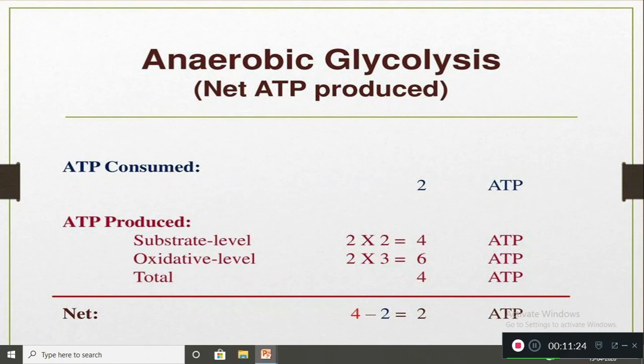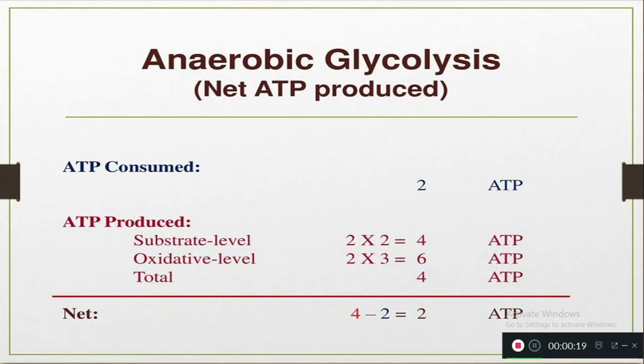So the number of ATP molecules which we are getting in the aerobic stage is 8. In the anaerobic stage, we are getting just 2 ATP molecules. So this is the answer for ATP production in the glycolysis reaction.